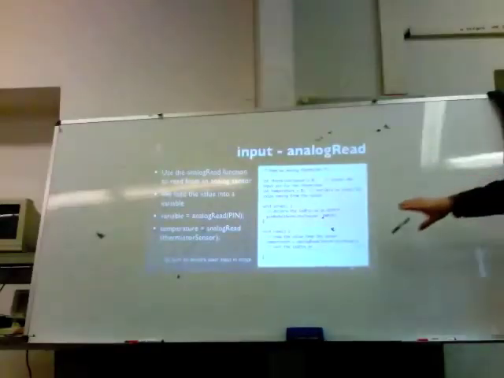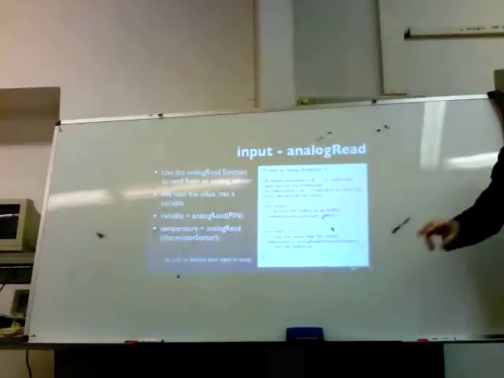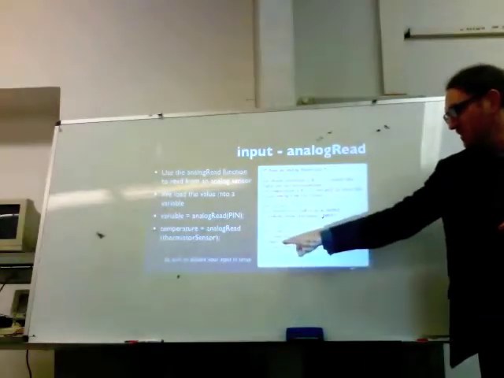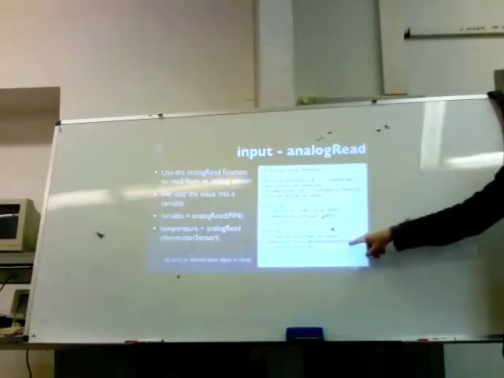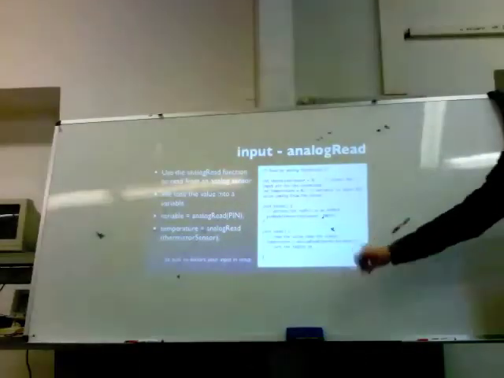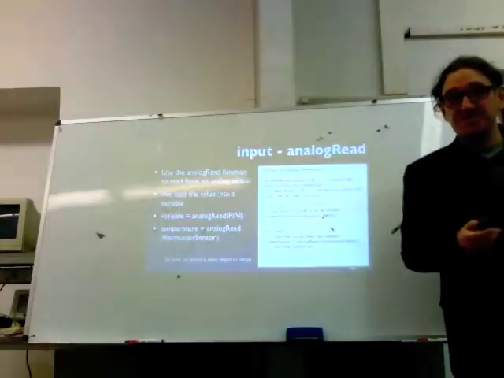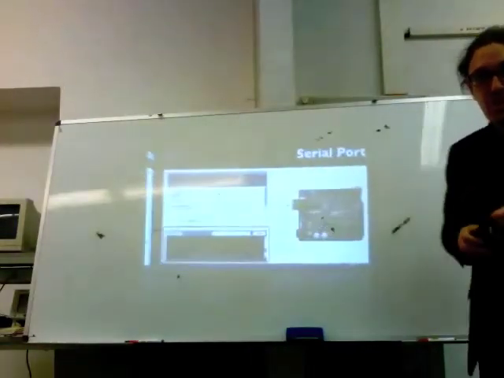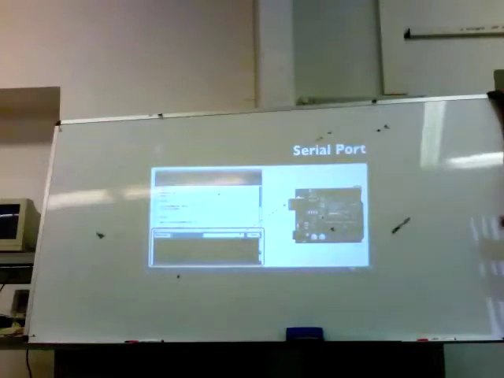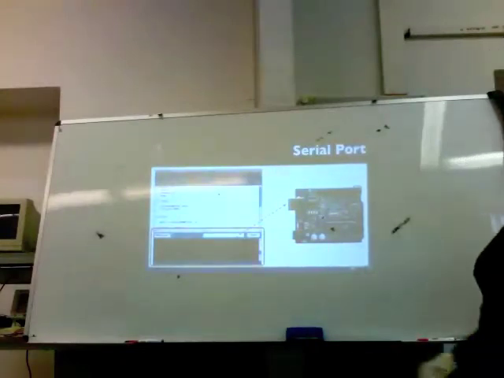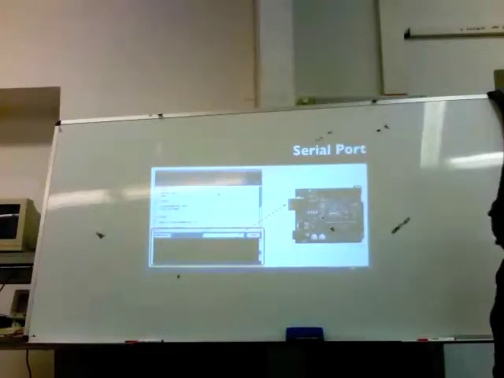And then our program simply does this. It says, temperature wants to know what the analogRead on the thermistorSensor is. Very easy, and it reads it in directly. But we don't have an output. The easiest way to do output, and many people who teach Arduino leave serial for much later, but I like to teach serial at the beginning.